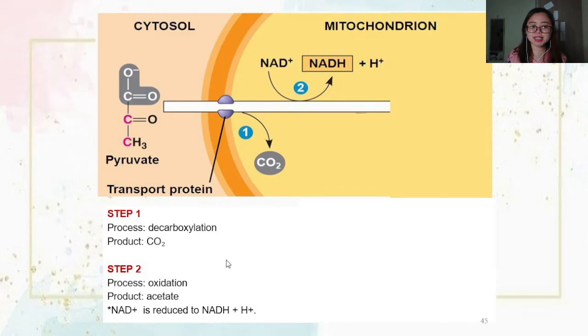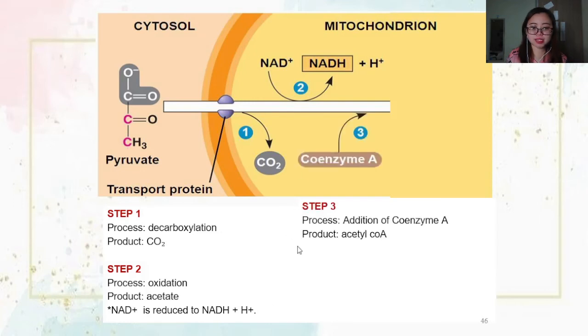The second step will be oxidation. The product from this step number 2 is acetate. So what's going to happen is the molecule will be oxidized and it's going to lose hydrogen atoms. So siapa yang terima hydrogen tersebut, itu adalah NAD+, dia terima, dia menjadi NADH plus H+. So NAD+ will be reduced into NADH plus H+.